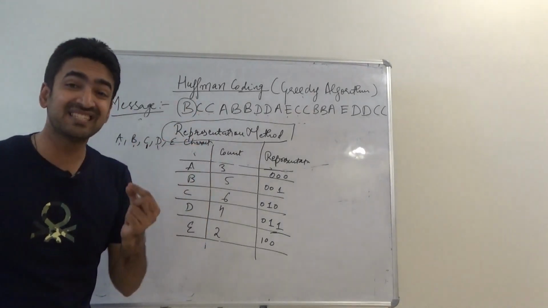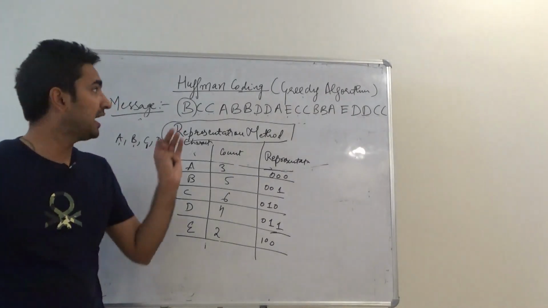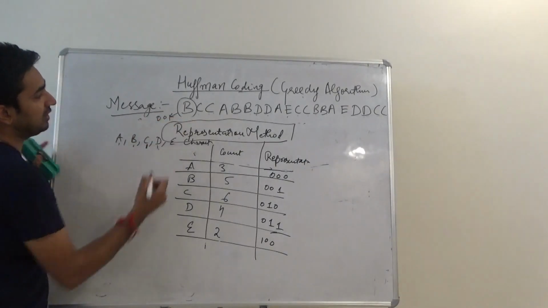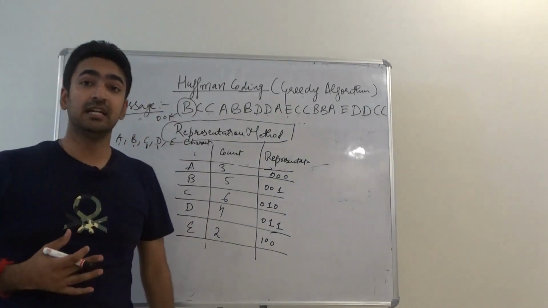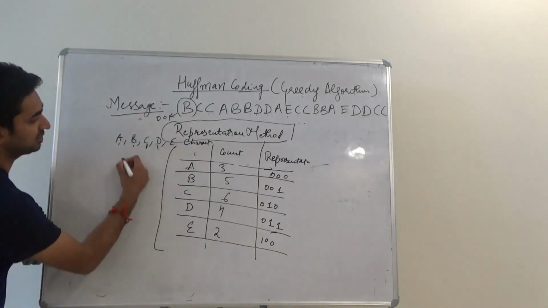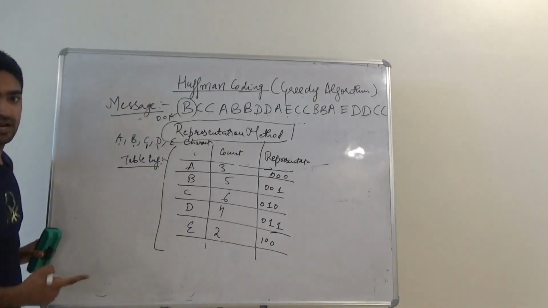At least the message size is compressed. For a receiver to receive that, if I am putting B as 001, how will the receiver understand that B is 001? We have to send this table information also. So it means look at how many things we have to transmit.